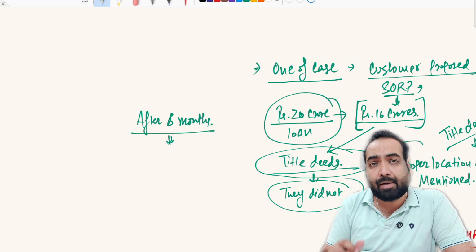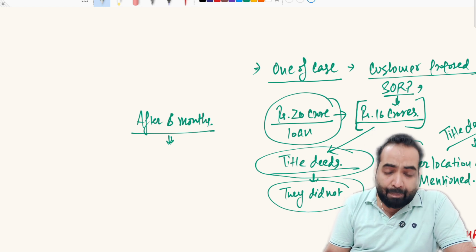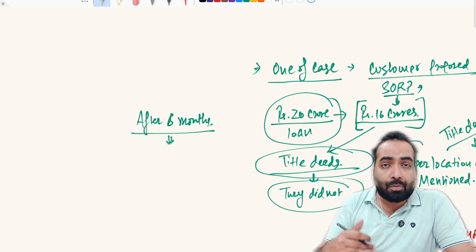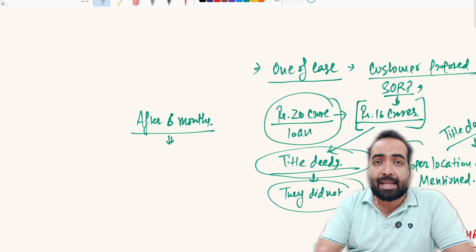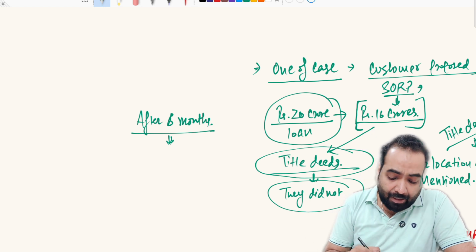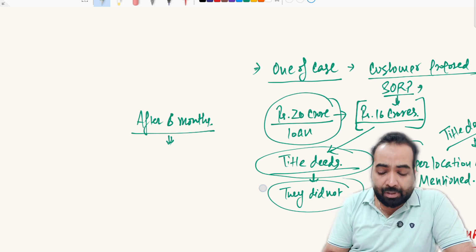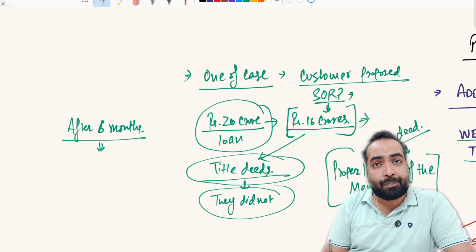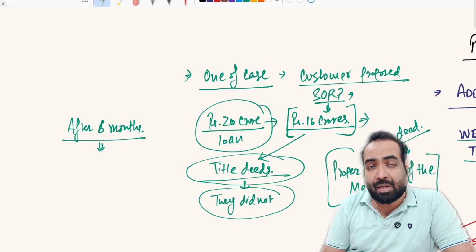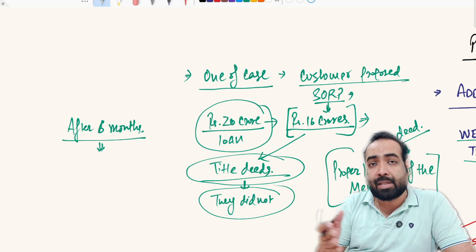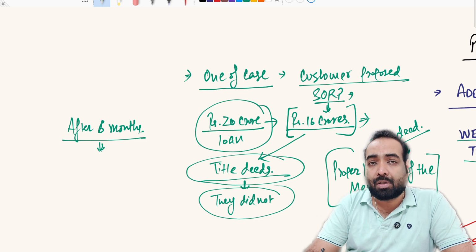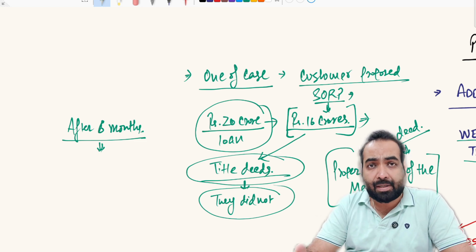The borrower did default on the loan, and the bank decided to take possession of the property and sell the property in the market, right? So when they went to the borrower's house to take possession of the property, the borrower said to them that this is not the property that was mortgaged to you. The bank was totally surprised to hear this.